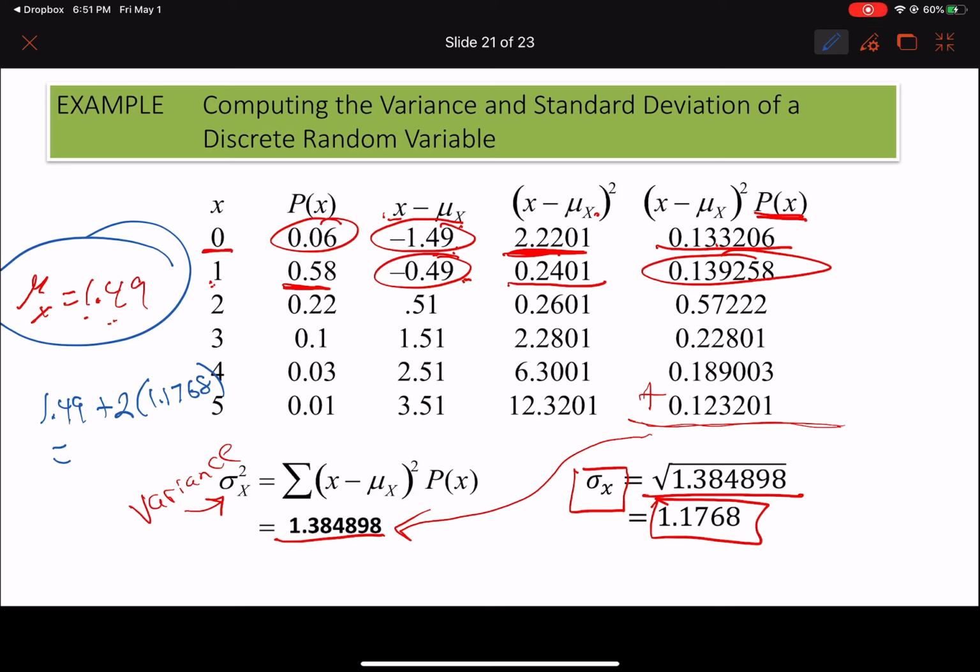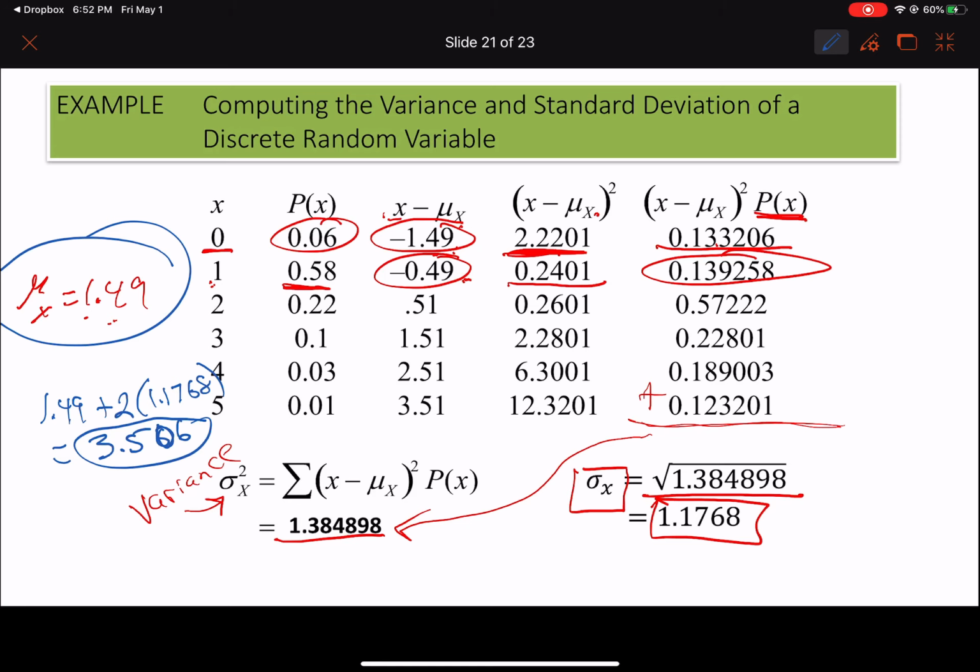2 times 1.1768. So, I did something weird here. So 1.49 plus 2 times 1.1768 is 3.506. So any number larger than 3.506 is an outlier because it's 2 standard deviations away from that mean. So if somebody watches 5 movies, then that is definitely an outlier. I'm hoping that made sense. I'm going to show you other ways, and we're going to look at other things after this.